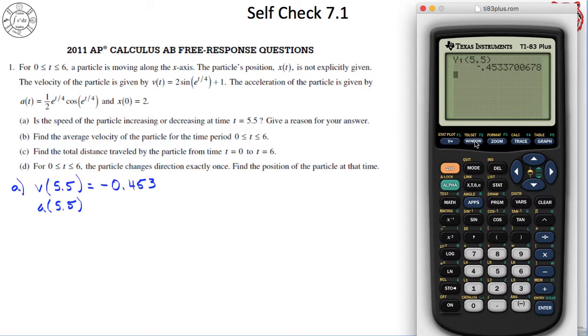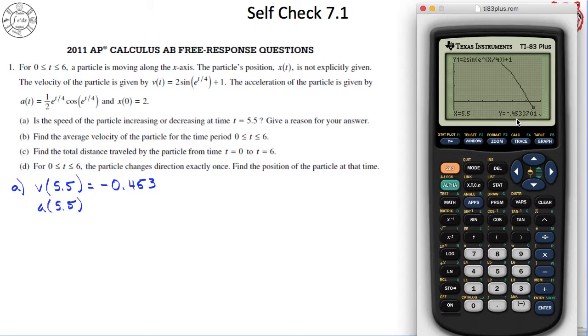That would also work, yeah. If you have your window correct, 0 to 6, 0 to 6, and you graphed it, then you can just hit the trace button to get there as well. So you can hit trace, and then you can do 5.5 on here, and then it will tell you the y value, negative 0.453.